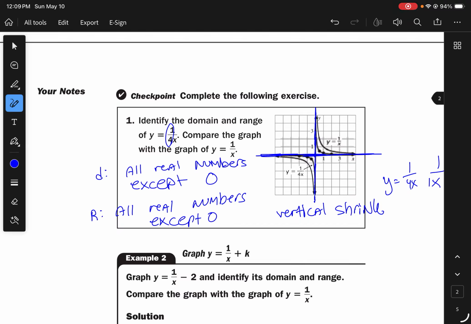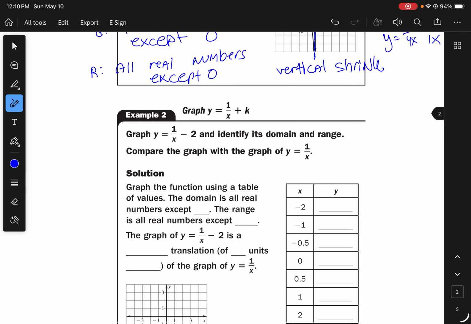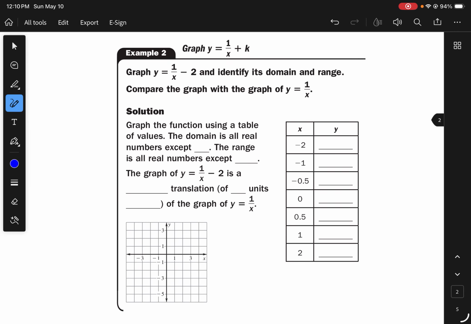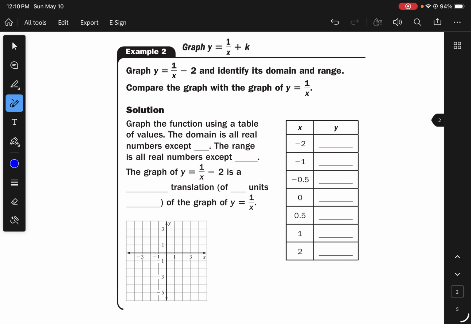So let's graph y equals 1 over x plus k. And you can definitely use your calculator for this. When I plugged in each of these numbers, like 1 over negative 2, minus 2, I did negative 0.5 minus 2, so it's going to give me negative 2.5. So pause this for a moment, use your calculator if you need to, and fill out this table.